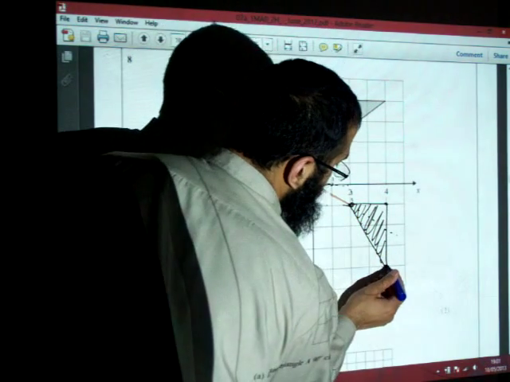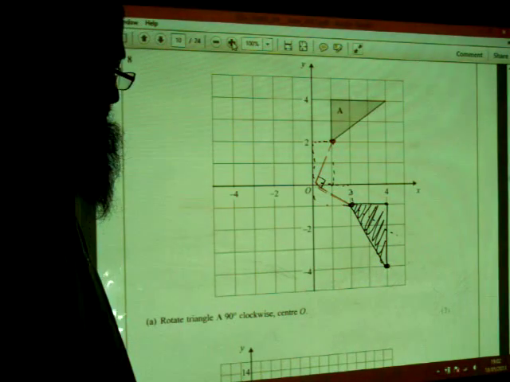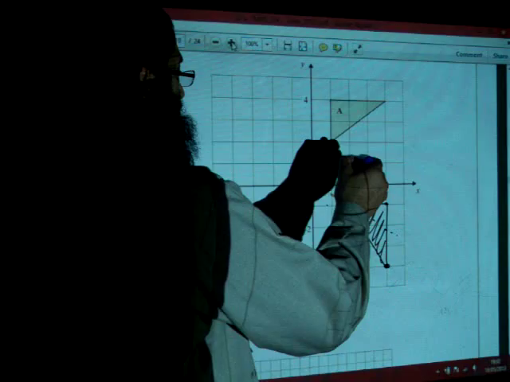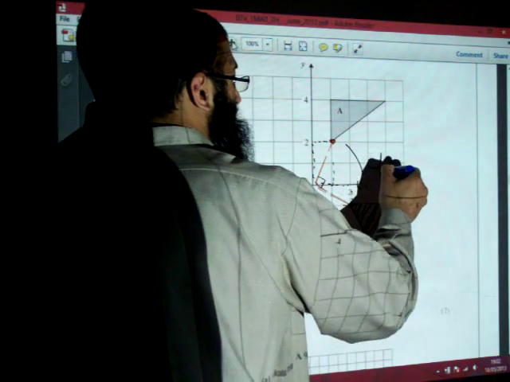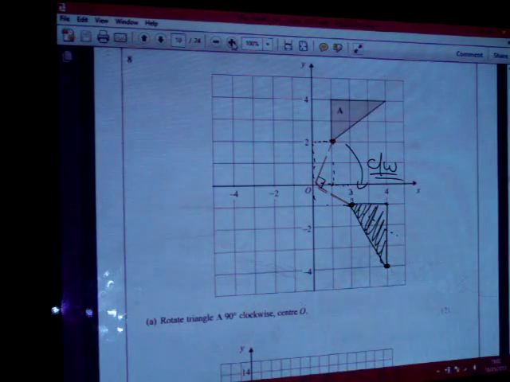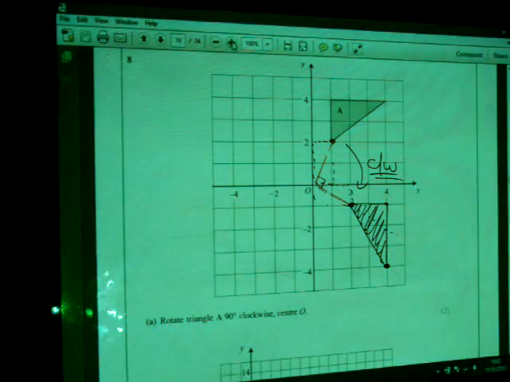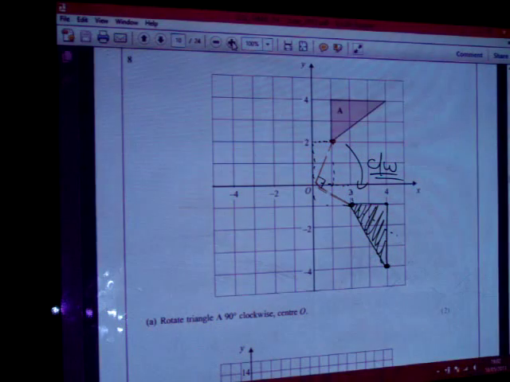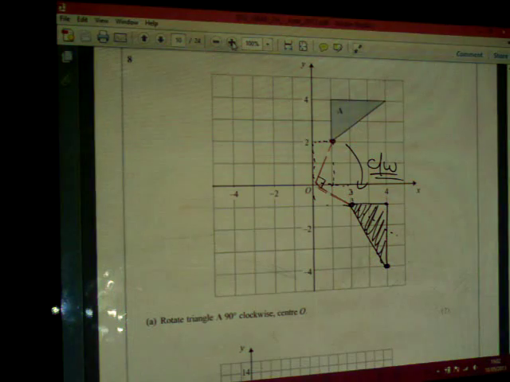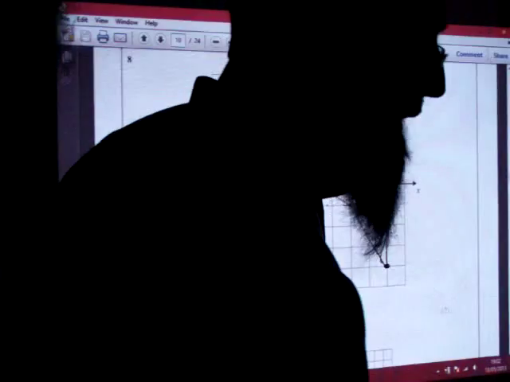Clockwise tells us the direction of the clock. You got that, Isa? You understand that? Yeah. Okay, good. Measure that, 90 degrees. Okay, that's the first question done.